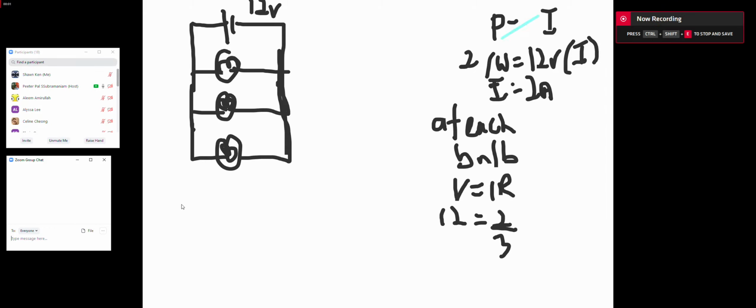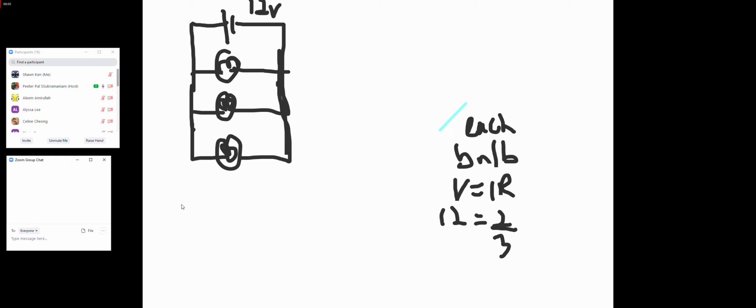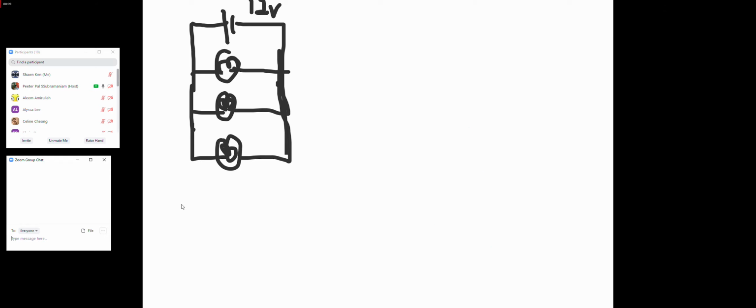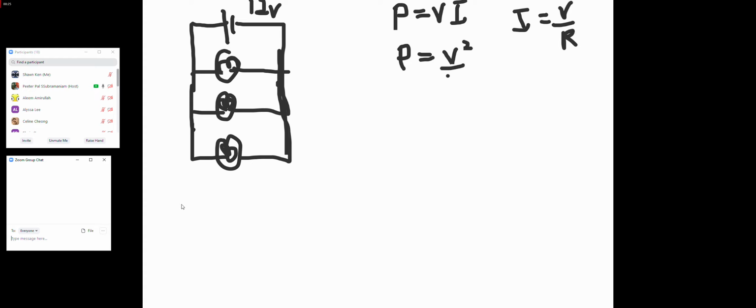Wait, guys. Okay, each bulb is labeled like that, right? We can find the resistance of each bulb. Actually, I want to find the resistance of each bulb. Okay. When P equals VI, and I equals V over R, so P equals V square over R.